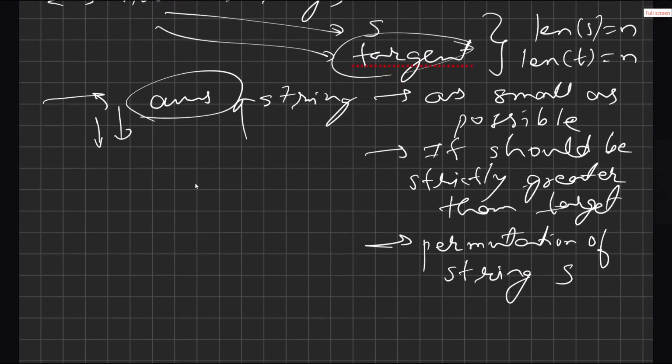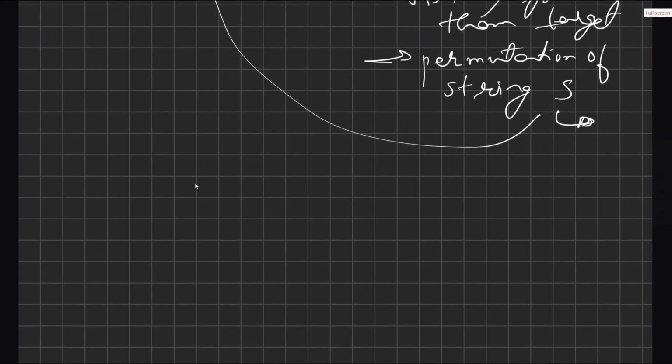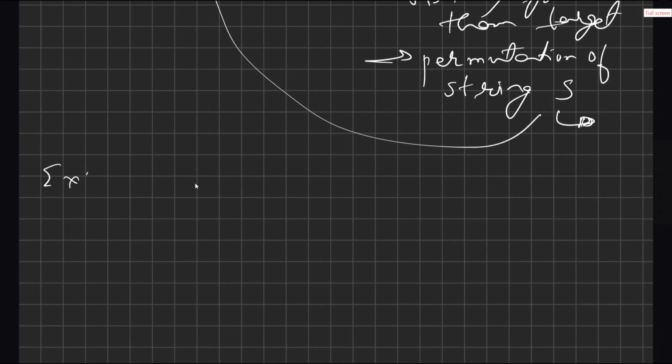Basically what permutation says is that in the string S, whatever characters we have, only those characters can be used and rearranged to make the answer string. Whatever answer string you're making should be as small as possible, and it should be strictly greater than the target. So let's take an example and understand what this is trying to say.